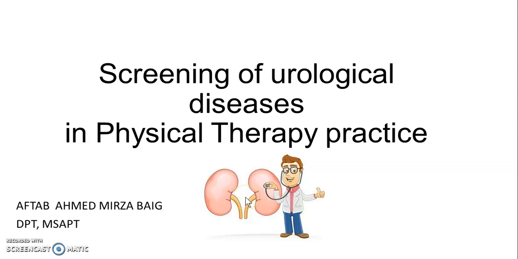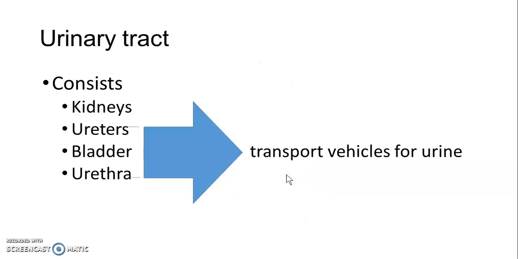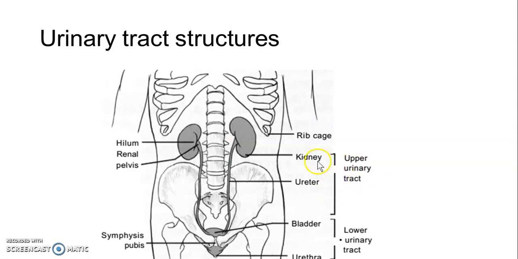In this lecture, I am going to describe the screening of urological diseases in physical therapy practice. First of all, we have to review that the urinary tract consists of the kidneys, ureter, bladder and urethra. However, the ureters, bladder and urethra are known as the transport vehicle for the urine. The kidney and ureter come in the upper urinary tract. However, the bladder and urethra come in the lower urinary tract.